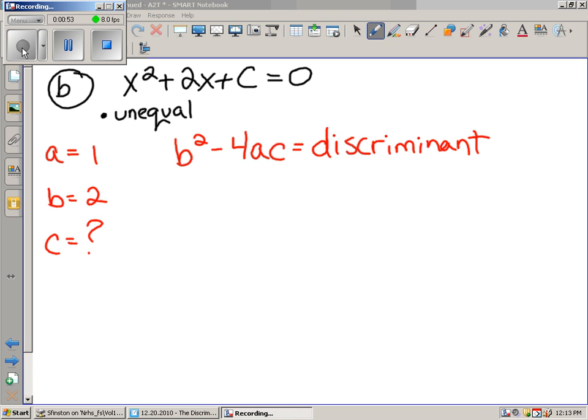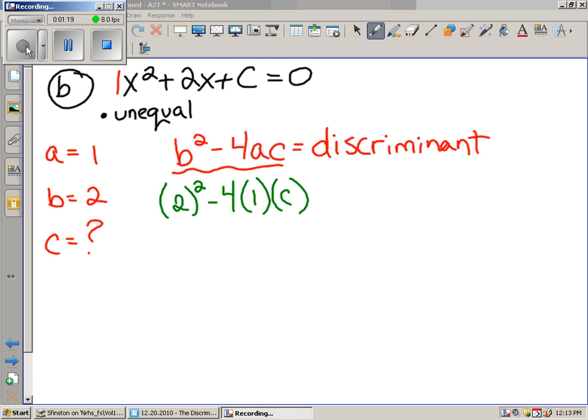Okay, so question B, right? You're given this equation. It's the same exact one. I'm going to list out A, B, and C. A is 1, that's the number in front of x squared. B is 2, and C we don't know. You have to use the discriminant to figure out what C should be so that the roots are unequal. Well, the equation for the discriminant is this. And now we're just going to fill it in.